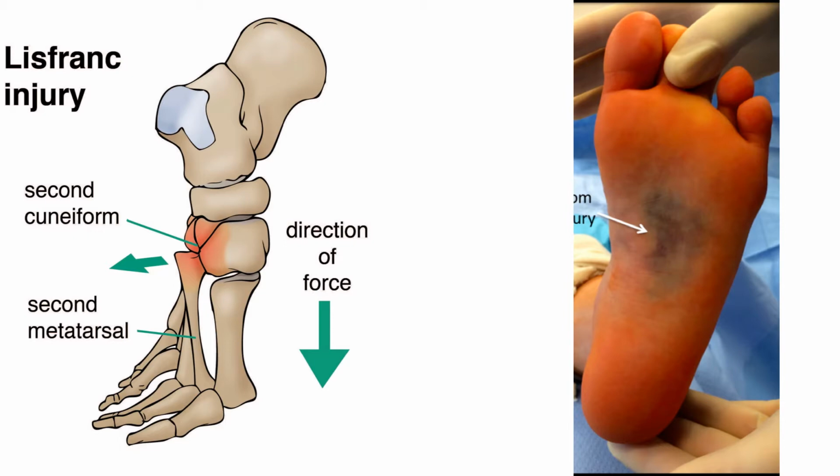The diagram on the right looks at the common mechanism of injury, so it can appear as a simple ankle sprain. The other picture shows the bruising characteristic of this injury, and outside of direct trauma to the area is almost pathognomonic of a Lisfranc injury.